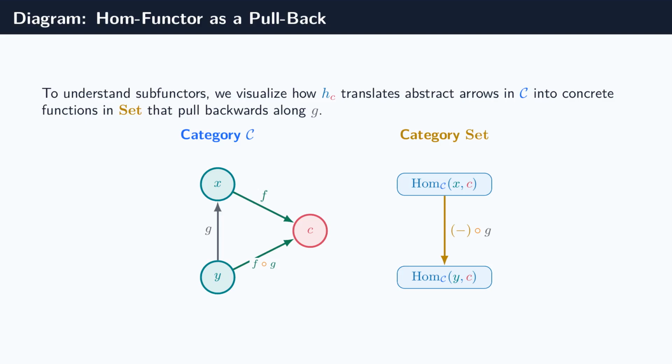This diagram shows the Hom-Functor as a pullback operation. In C, we have an arrow f into C, and an earlier arrow g that leads into the domain of f. In Set, the function sends f to f after g, so data is pulled backward along g. The word pullback here is intuitive. The arrow into C gets pulled back to a longer arrow into C.